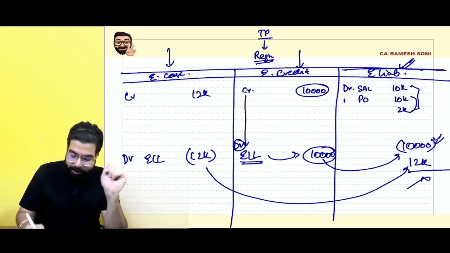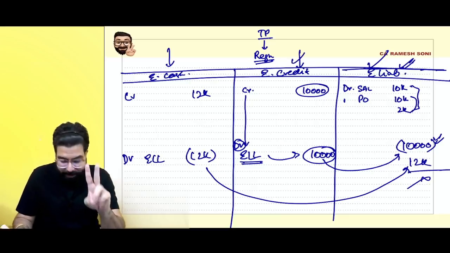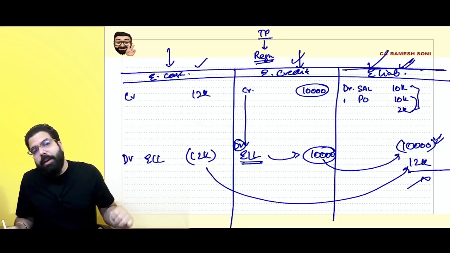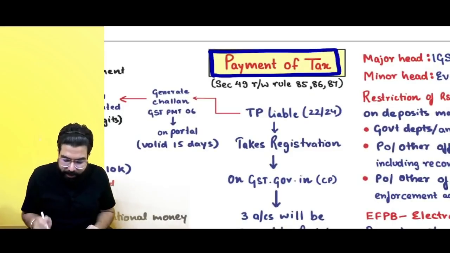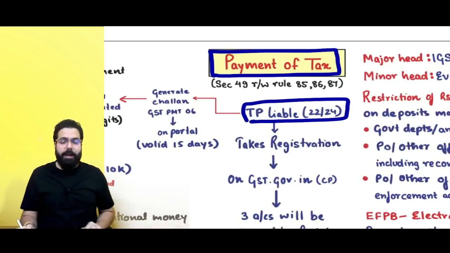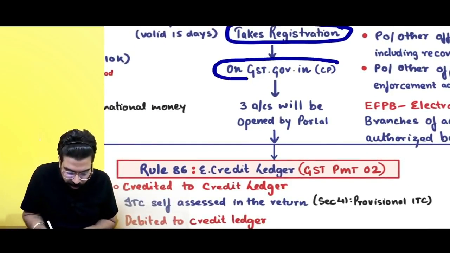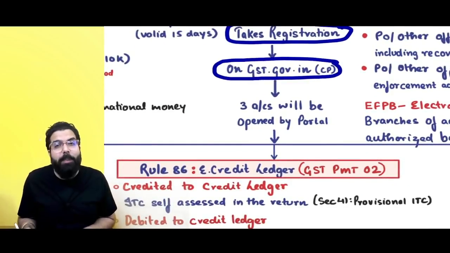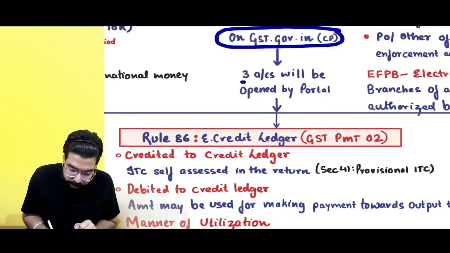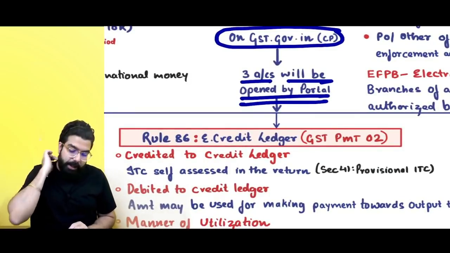That's it. You always have to remember: first e-liability ledger, payment through e-credit ledger, and then payment through the cash ledger. Let's go ahead and get it started now. Taxable person, whenever a person becomes liable, he will go online and take registration on gst.gov.in, which is known as the common portal. Now, three accounts will be opened by the portal.